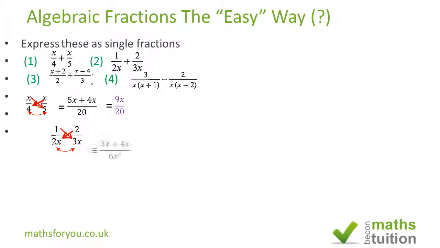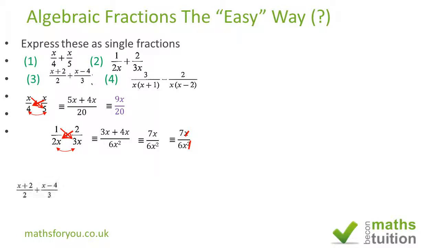So we end up with 6x squared for the denominator because 2x times 3x will give us 6x squared. And then 3x plus 4x will then give us 7x over 6x squared. Now the 1x in the numerator will cancel out 1x in the denominator. So we end up with 7 over 6x, and that's where we stop.